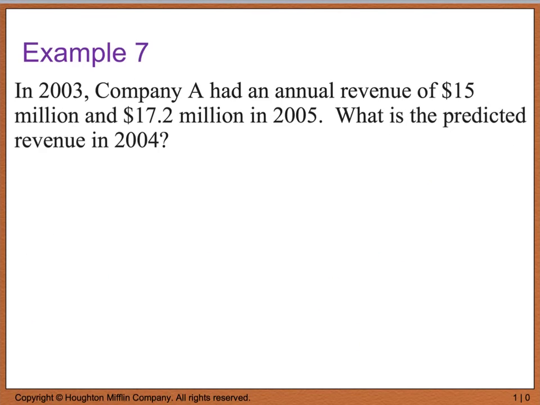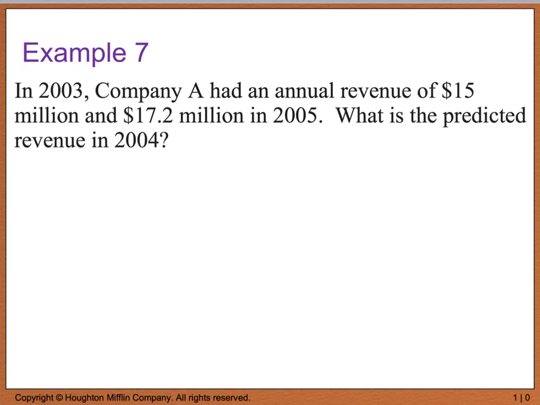Our next example says, in 2003, Company A had an annual revenue of $15 million and $17.2 million in 2005. What is the predicted revenue in 2004? In this case, we know what the revenue was in 2003 and in 2005. So the relationship with 2004 and 2003 and 2005 is that 2004 falls right in between, or it would be the midpoint of 2003 and 2005.